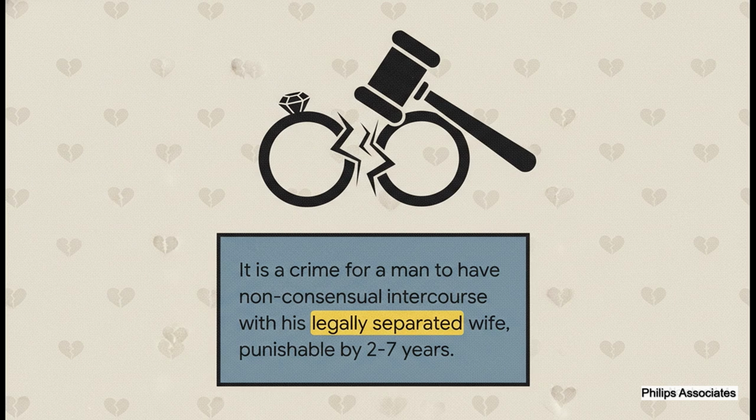And then we have Section 67. This carves out a very specific situation, non-consensual intercourse within a marriage, but only when the couple is living apart because of a legal separation. So even if you're married, if there's a legal separation in place, consent is still required. Without it, it's a crime, and it's punishable by 2 to 7 years in prison.